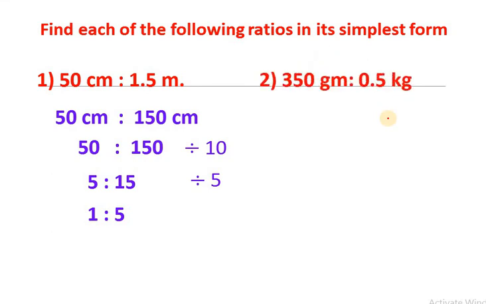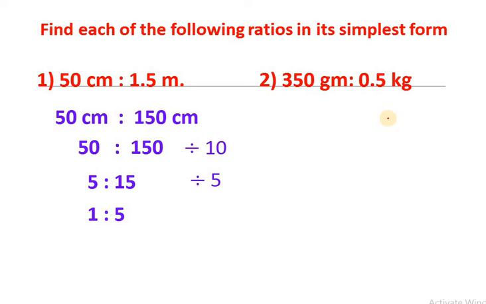Like, look here, this is very important. 350 gram to 0.5 kilogram. 0.5 means half, yeah? It could be written 0.5 or 1/2 kilogram or half kilogram. All of them are the same. So which unit is greater here, gram or kilogram? Kilogram. I want to convert it from kilogram to gram, so I will multiply by 1000.